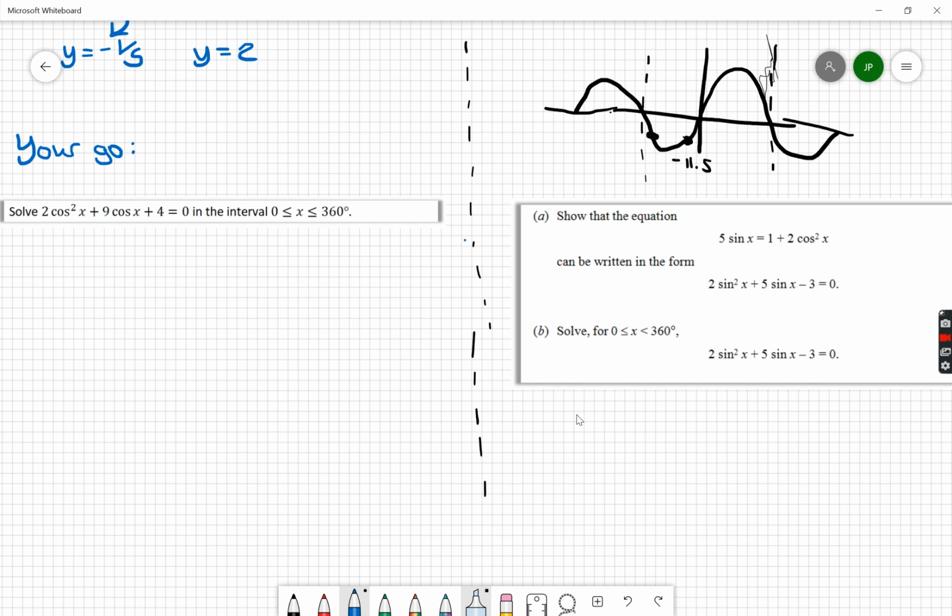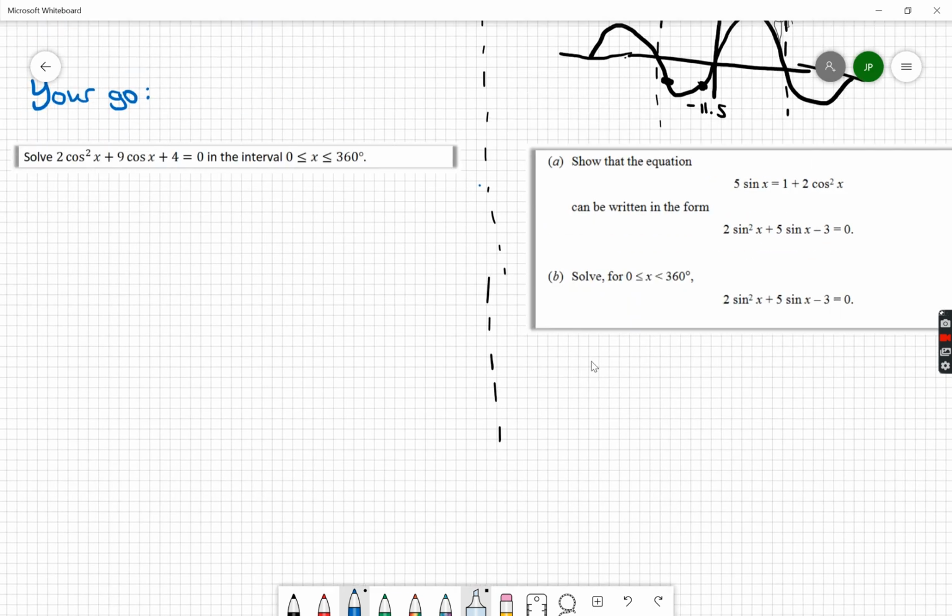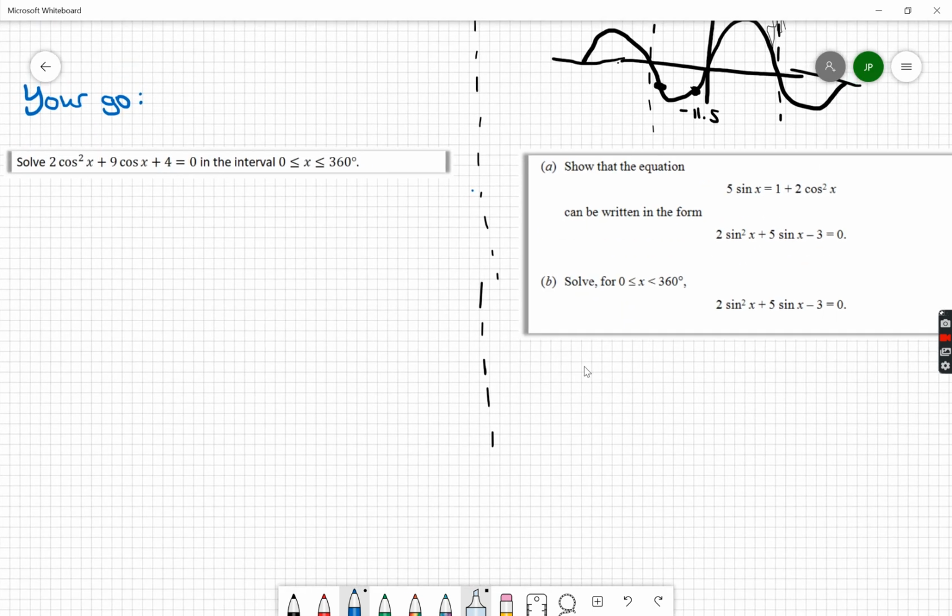Right, two for you to have a go at now. So what I want you to do is pause the video. Two on there for you to have a go at. One nice simple one, another one that's broken down into more steps to make it a bit easier for you. So have a go at those two for me, and then we will go through them.